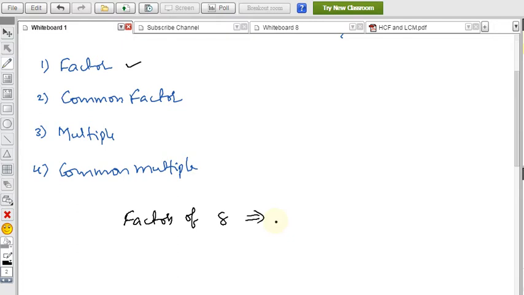Now in which tables is 8 there? For example, 1 8s are 8, so 1 is a factor of 8. Then 2: if we divide by 2 we get remainder 0, so it exactly divides. Now 3: 8 is not in the 3 table, so 3 is not a factor. Then 4, because 4 2s are 8. Then 5, 6, 7 are not. Then 8. Okay, 1, 2, 4, 8 are the factors of 8.